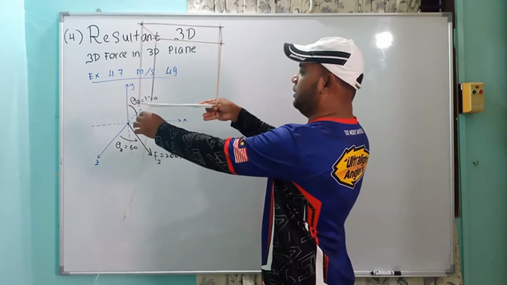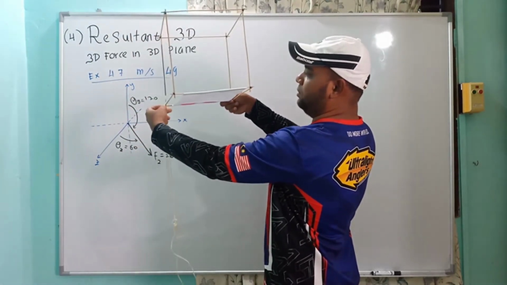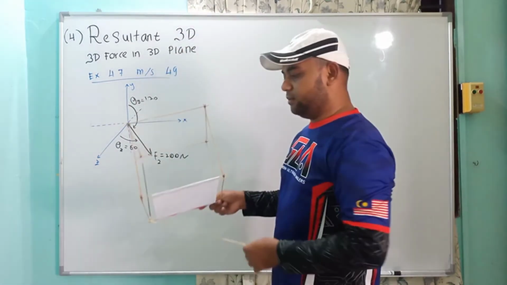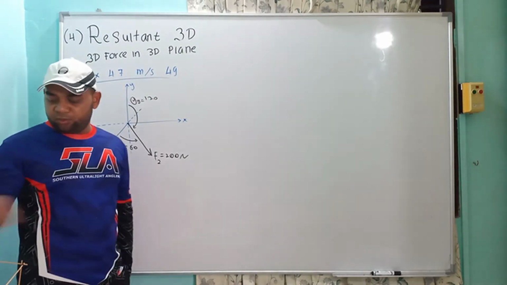So you need to resolve the first one into z, the other one into x, and the last one into y, in terms of i, j, and k. Okay, so how do you do this?